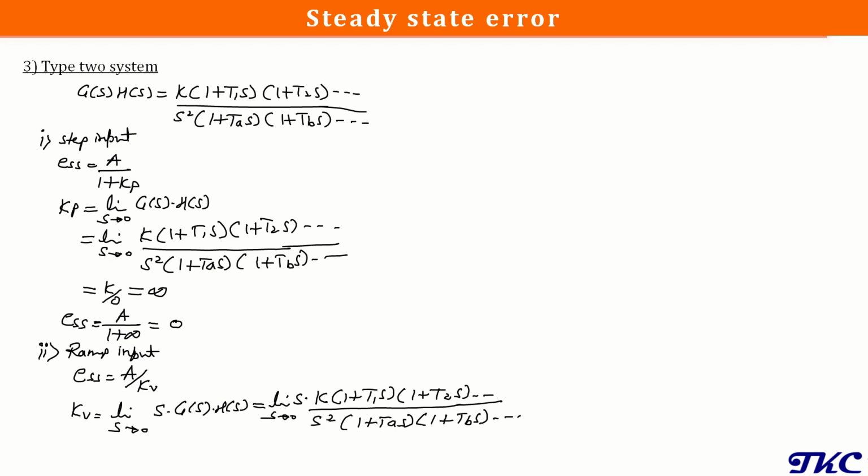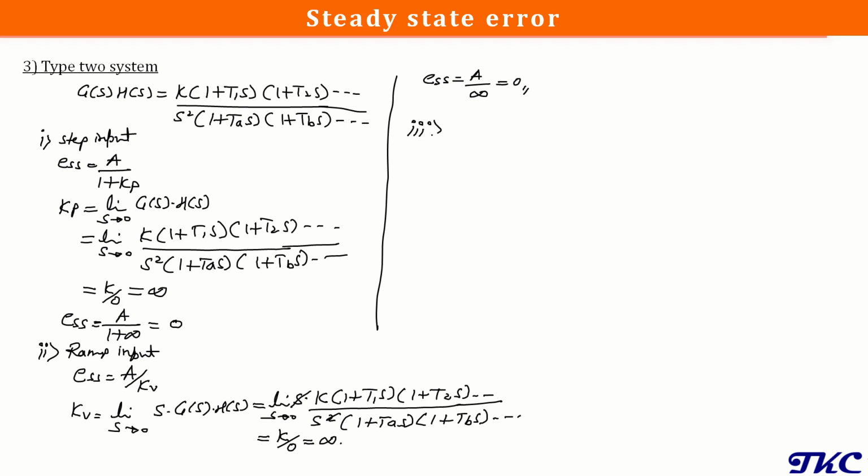So here we can divide this numerator from this denominator, but still we will be having one separate s here. Now when we substitute the limit here, each bracket is going to give us 1, but since we are having s in the denominator, it will be 0, so we will be having K by 0, which is infinity. So if we substitute that value in the equation of steady state error, A by Kv, we got infinity, so this value will be 0.